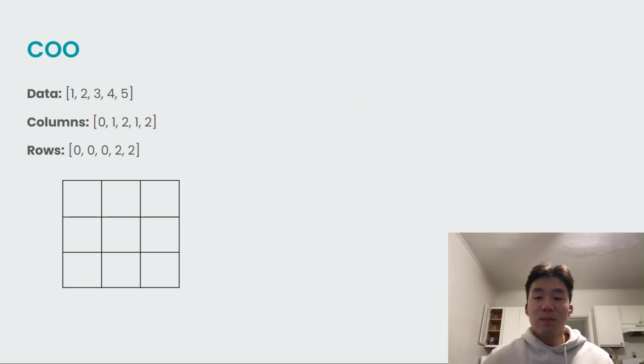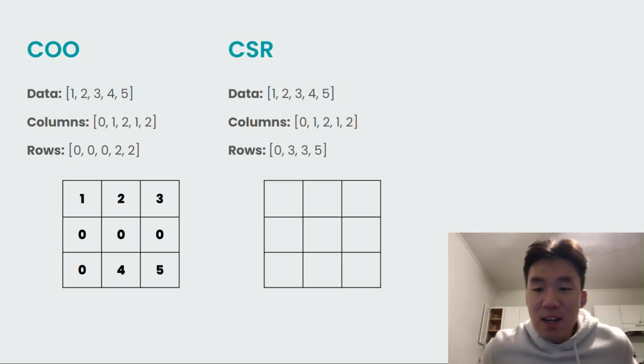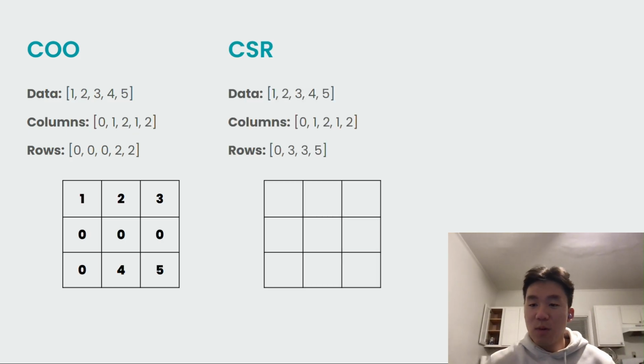There are three key sparse implementations: coordinate list format, known as COO, where the data corresponds to the columns and the rows. So for example, for this data point 1, it is in column 0, row 0. For data point 2, it's in column 1, row 0, so on and so forth, and finally you can fill in the zeros. Then there's compressed sparse row format.